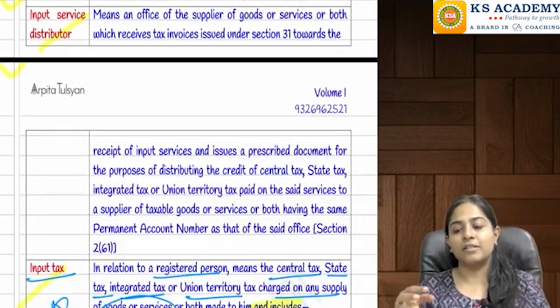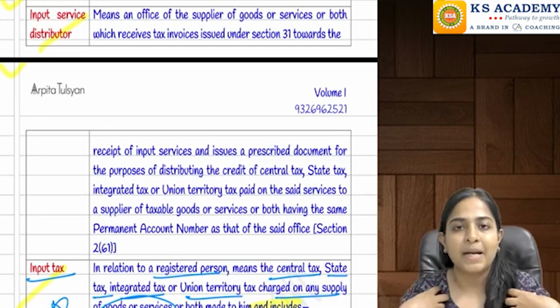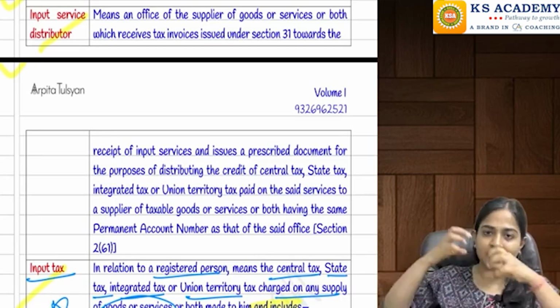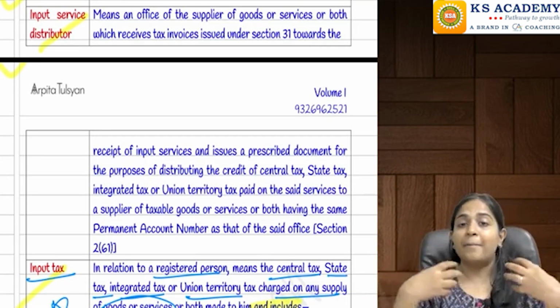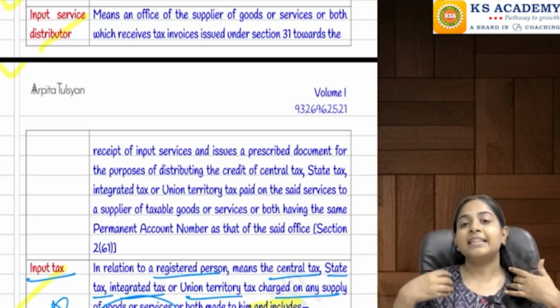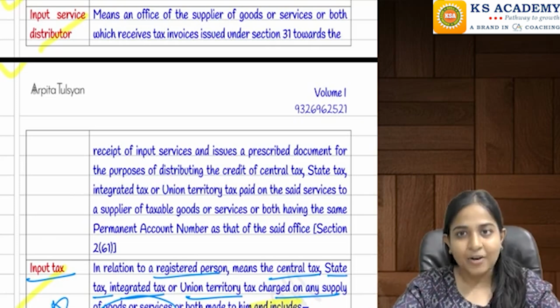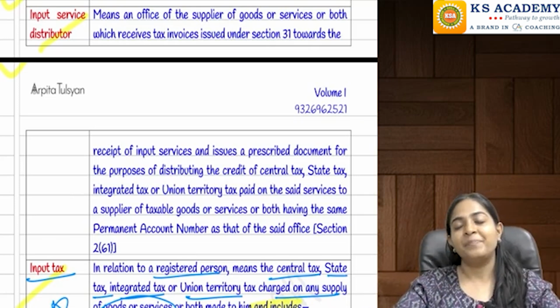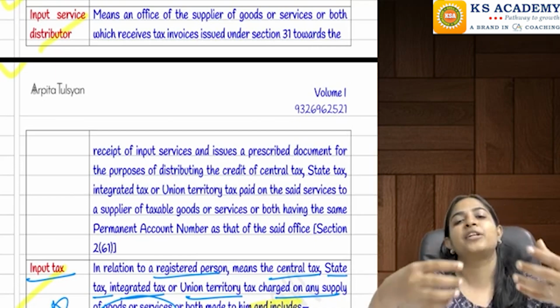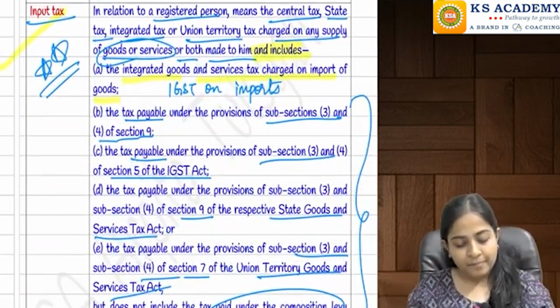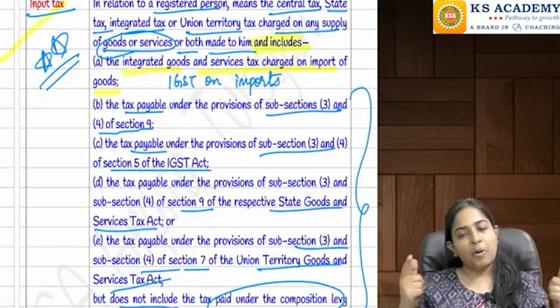Input service distributor. Input service distributor was that particular office which had received the invoices for the services, but it did not avail the service. The service was availed by its other offices under the same PAN, right? And then this particular ISD distributed the credit to its offices. Then after that, we studied about input tax.